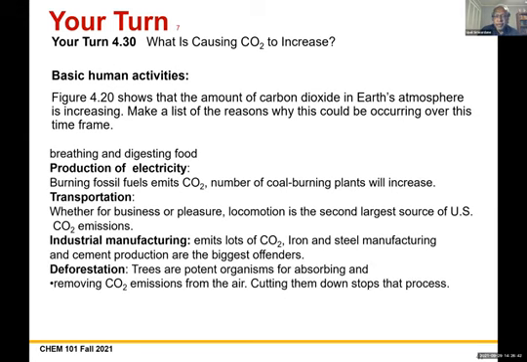Deforestation also cuts down trees and burns them, so carbon dioxide increases.